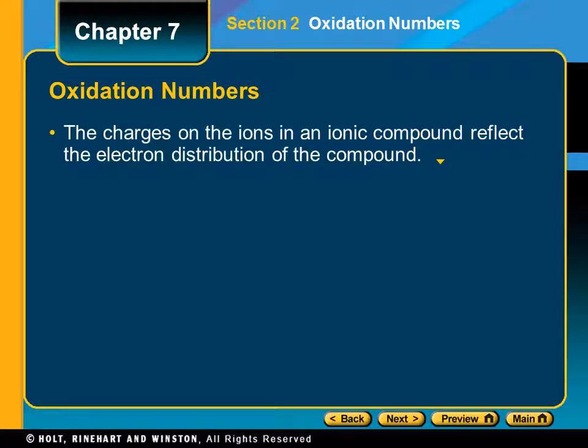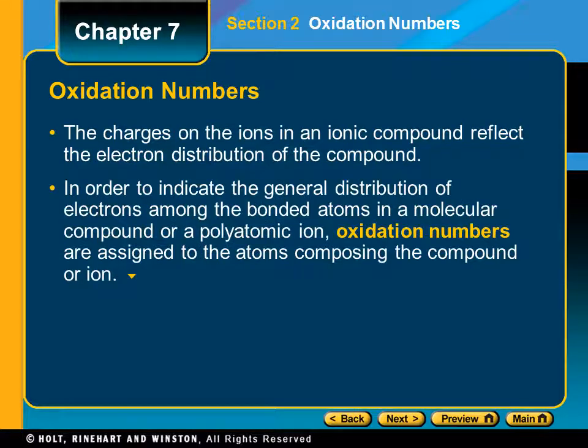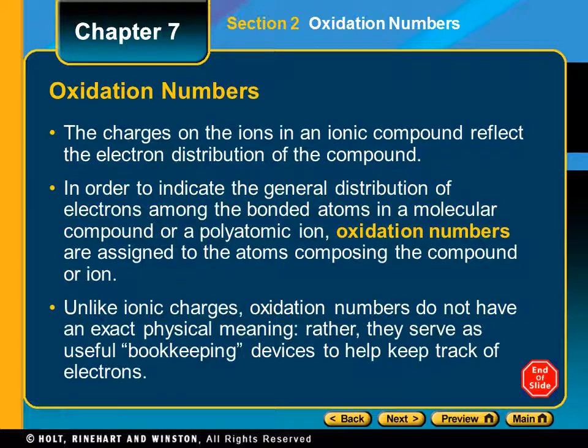What are oxidation numbers? The charges on the ions in an ionic compound reflect the electron distribution of the compound. Hopefully we understand that by this point. If something has a +3 charge, it means that it lost 3 electrons. It now has 3 more protons than it does electrons. And in order to indicate the general distribution of electrons among the bonded atoms in a molecular compound or a polyatomic ion, oxidation numbers are assigned to the atoms composing the compound or the ion.